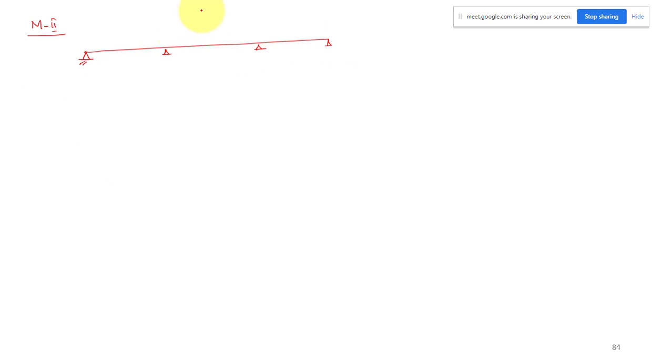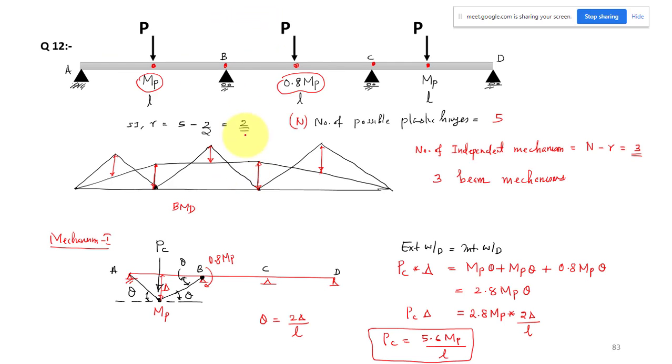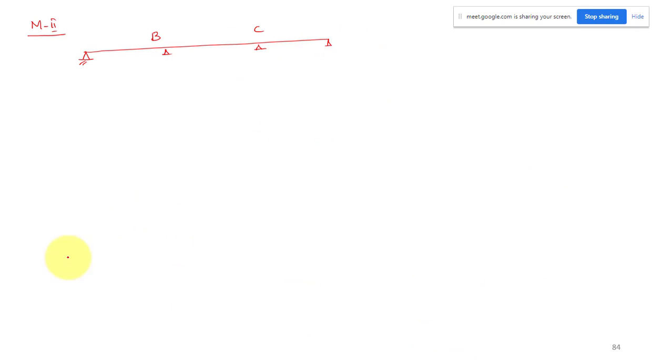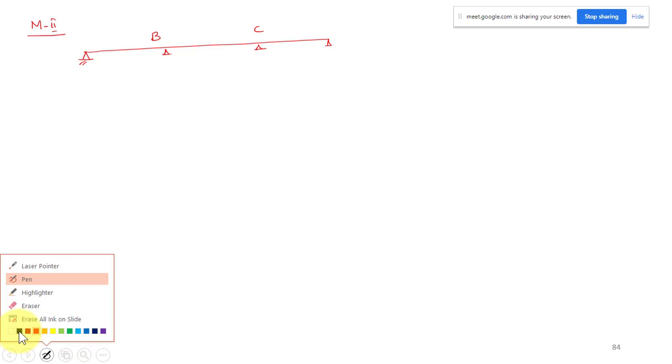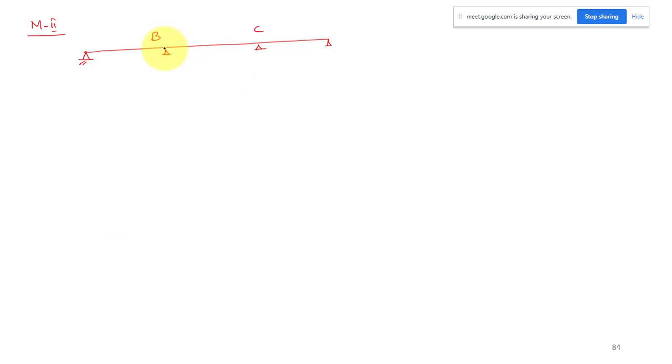Okay, so the span BC is going to fail. In the span BC, we'll be having 3 hinges. You can take it like a fixed beam only, so you will get the same result. One hinge will be here, one hinge will be here, and the third hinge will be here.